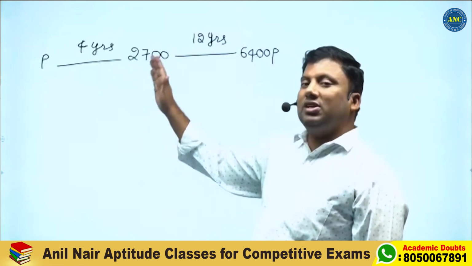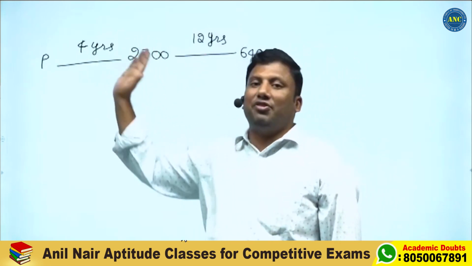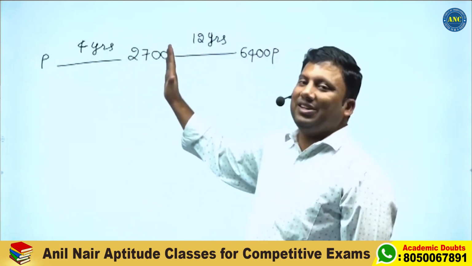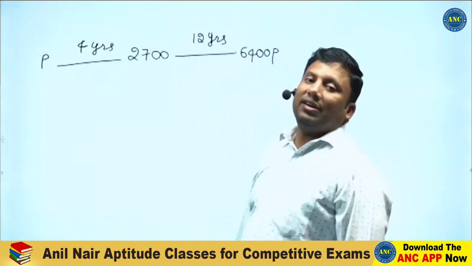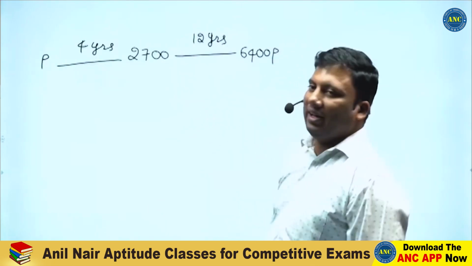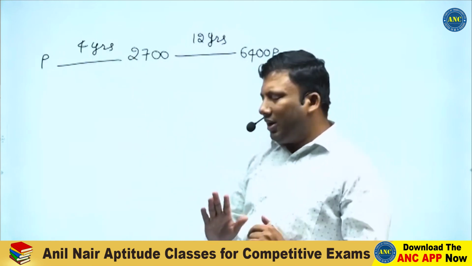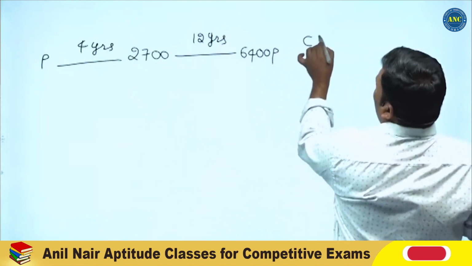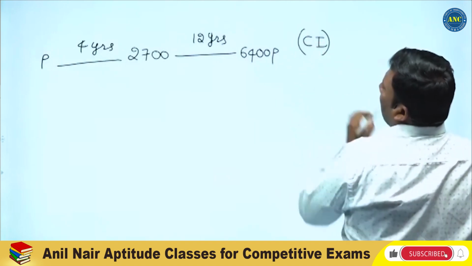A certain sum is becoming 2,700 in 4 years. 2,700 is becoming 6,400 in 12 years. So how much will be the principal? It is under compound interest. Once you understand, you can start creating questions.